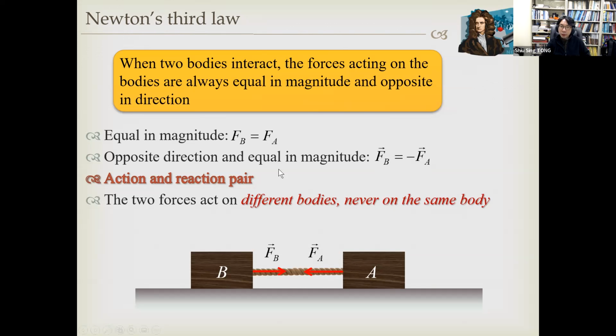Now these two forces are called an action and reaction pair. There's actually no distinction between action and reaction. You can call any force the action, and any other force the reaction. The two forces happen together. They arise together. You cannot distinguish which one is action and which one is reaction. And the important thing is that the two forces must be applying on different bodies. They are due to the same interaction, but acting on different bodies. They will never act on the same body.